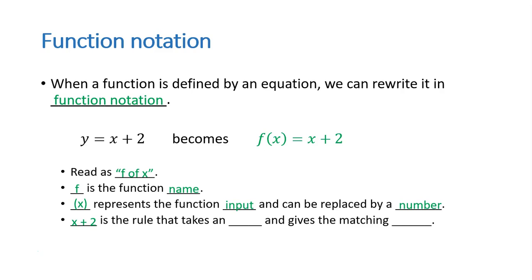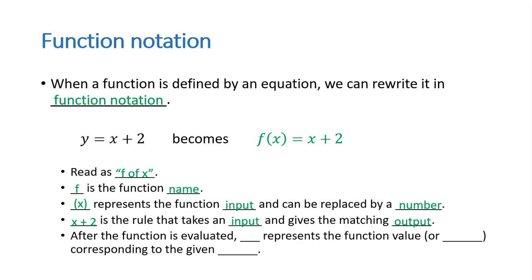X plus 2, the right-hand side of the equation, is the rule that takes an input and gives the matching output from it. So for whatever we choose to put in the parentheses in place of x, we can also plug that into the other side of the equation in place of x, and we apply the rule, whatever algebraic operations are there, in order to figure out what the output is that goes with that particular input.